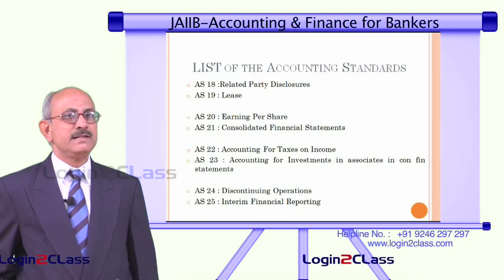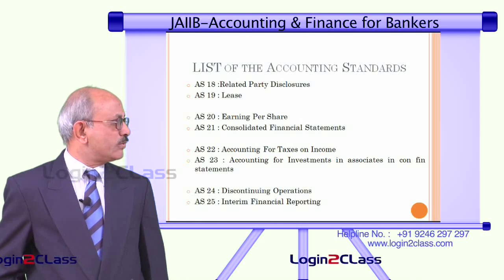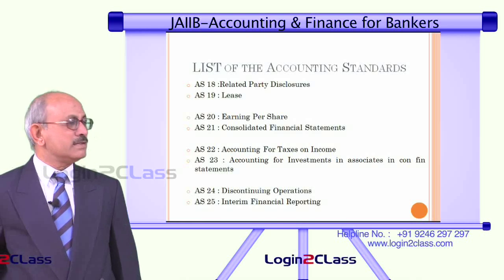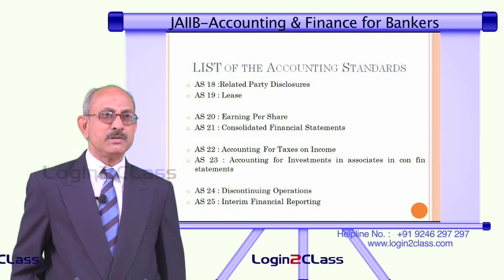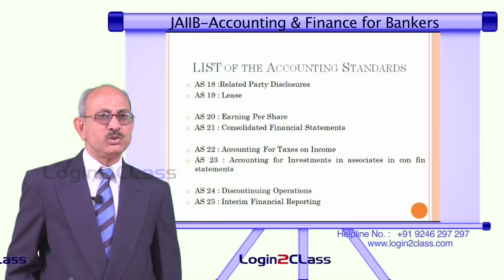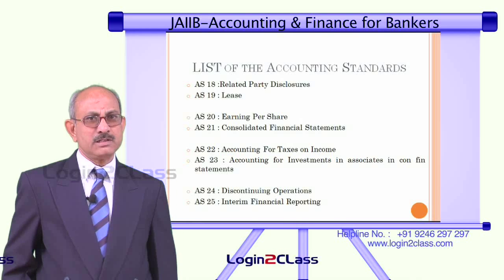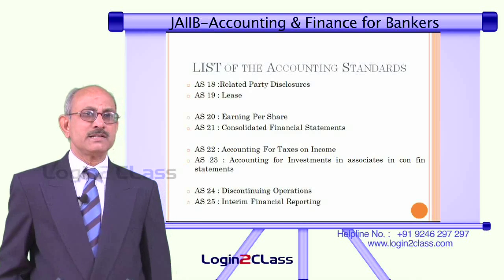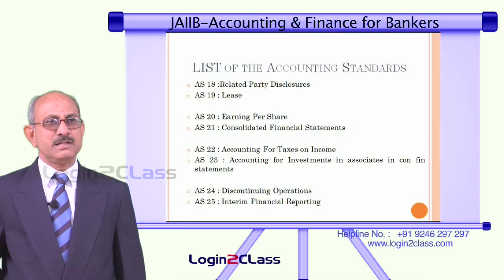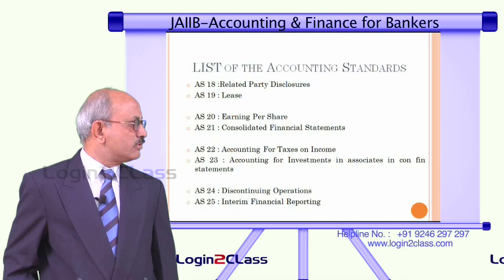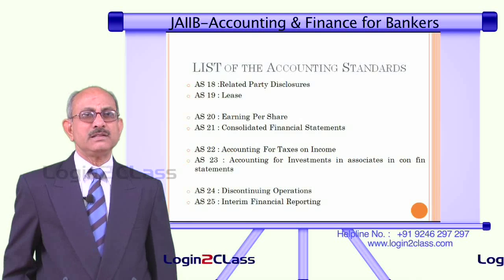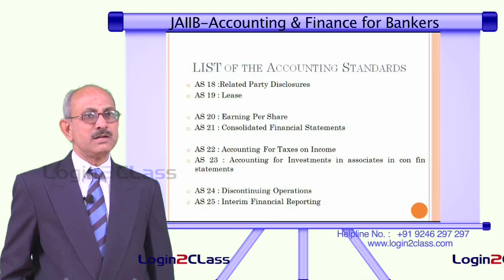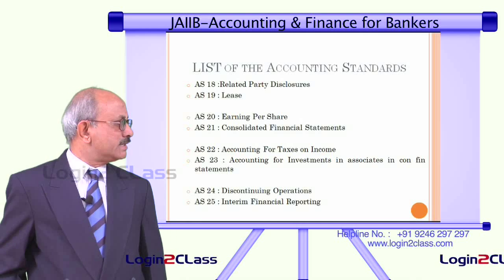And AS19 talks about leases. AS20 is earnings per share, normally known as EPS. AS21 is consolidated financial statements. That means this is applicable in the case of those entities which have got subsidiaries and they need to consolidate the financial statements of the subsidiaries with the parent company. And AS22 is accounting for taxes on income. That means whatever income tax is payable, how it is to be accounted for in the books of the entity.